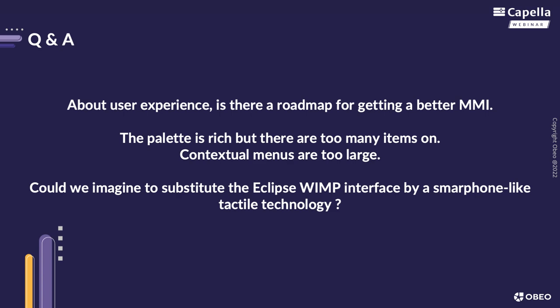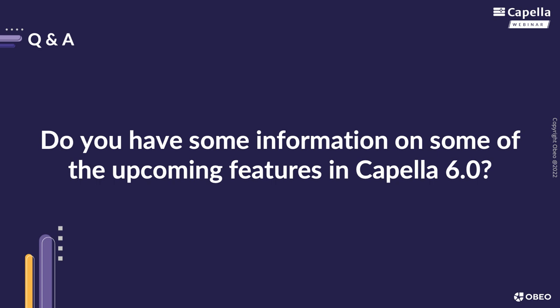Okay, thanks. And do you have some information on some of the upcoming features since Capella 6? Capella 6 is being defined right now. In our organization, we work on short cycles, and we are guided by the needs of our business units. There are a lot of needs that have been identified, but they have not been prioritized or selected. It would be done during this year. So that's why it was not presented today.